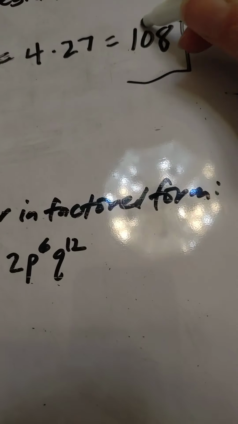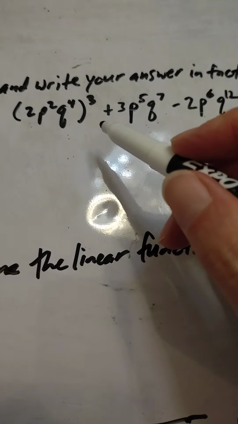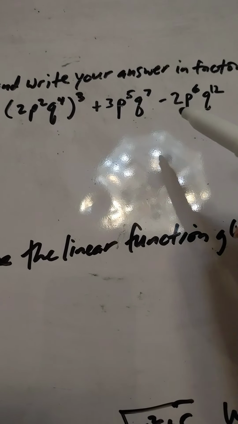Okay, so we're done with our first problem. Here's the next problem. Simplify and write your answer in factored form. That means multiplying. So now we have a bunch of terms. We got 3 terms here. This is our first term plus the second term minus this third term.